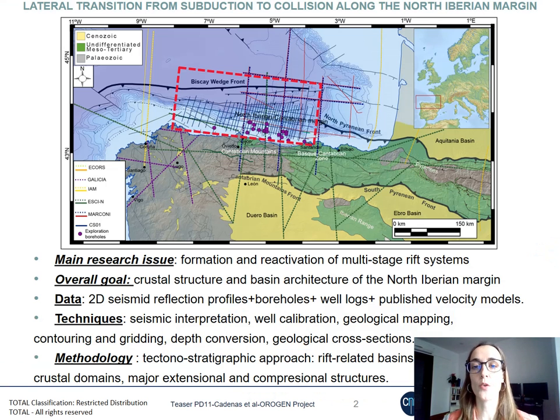The main research issue of the postdoc project was the study of the formation of multi-stage rift systems, which develop during successive and out-of-sequence rift events, and their subsequent compressional reactivation. We analyzed the crustal structure and basin architecture along the margin based on the interpretation of 2D seismic reflection profiles, boreholes, and published velocity models.